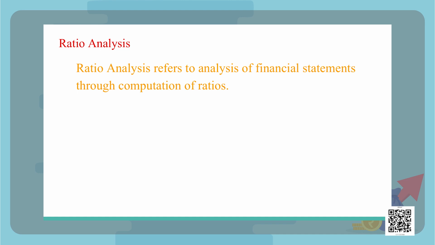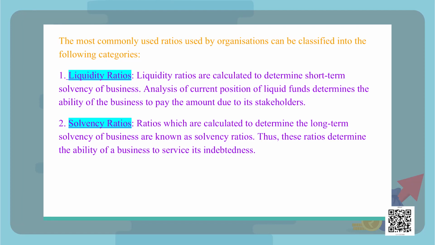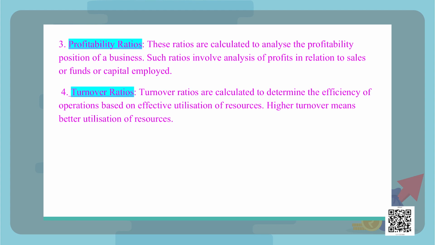So, ratio analysis refers to the analysis of financial statement through computation of various ratios. The most commonly used ratios are liquidity ratios. Liquidity ratios are calculated to determine the short term solvency of the business. Then we have solvency ratios. These ratios are calculated to determine the long term solvency of the organization. Then we have profitability ratios. These ratios are calculated to analyze the profitability position of an organization. Such ratios involve analysis of profits in relation to sales or funds or capital employed.